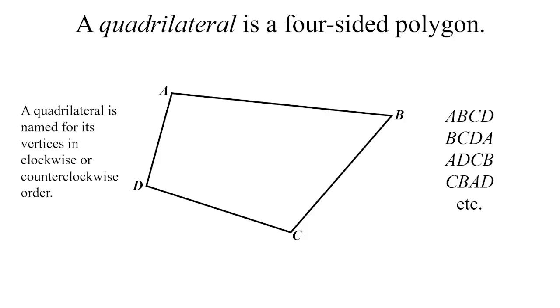A quadrilateral is named for its vertices in clockwise or counterclockwise order. For example, it could be called ABCD, BCDA, ABCD, ADCB, etc. Just as long as the vertices are named in clockwise or counterclockwise order.